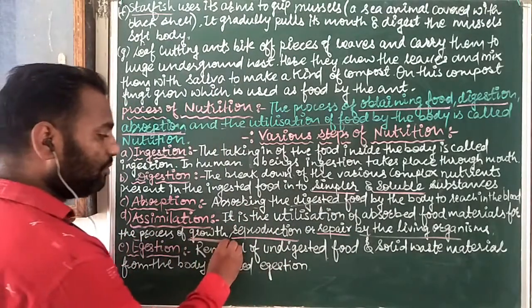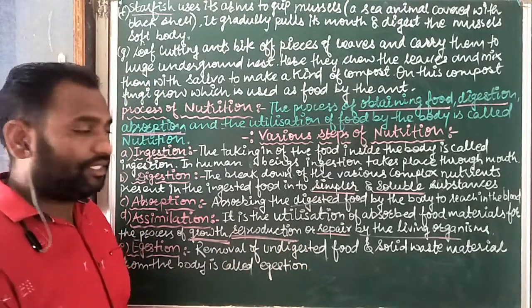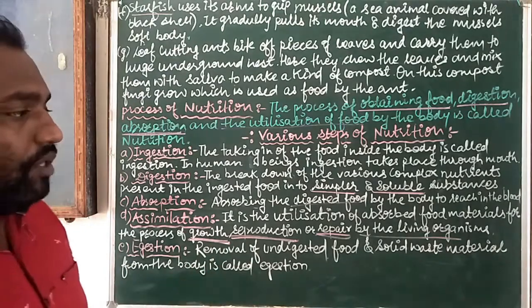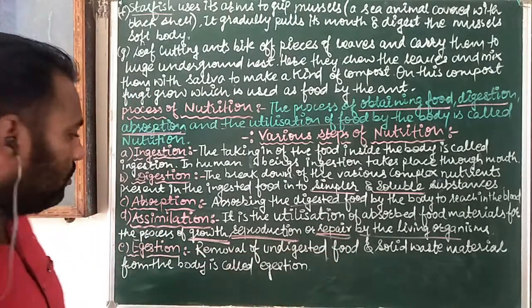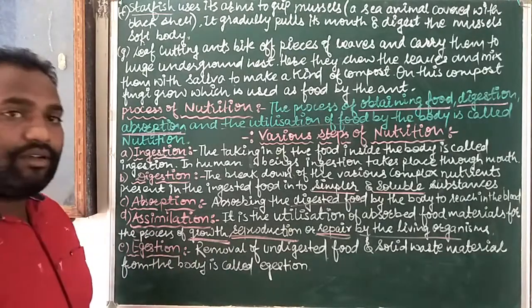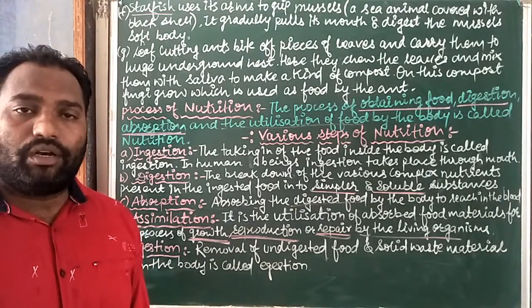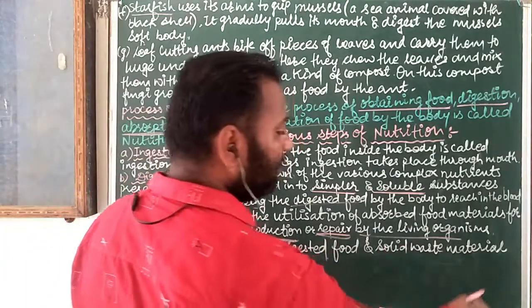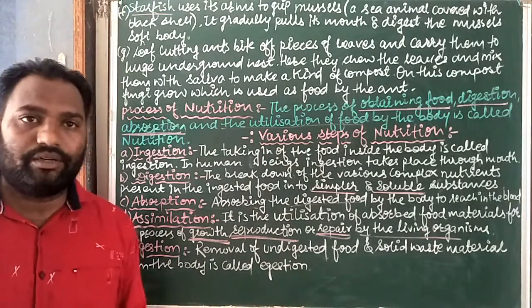This is important, because for growth we need nutrients, for reproduction we need nutrients, and for repair of body organs or tissues we need nutrients, in the form of food, by the living organisms. Last is egestion: undigested food or unwanted food materials go outside. So the removal of undigested food and solid waste material from the body is called egestion. Okay, thanks.